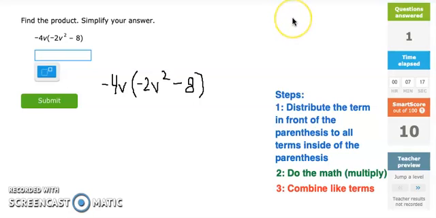Okay guys, so let's go ahead and look at this practice problem, multiplying a polynomial by a monomial, sorry. This is Z.6 of IXL. As you see over here, I have listed some steps. Step 1 is distribute the term in front of the parentheses to all of the terms inside of the parentheses. Step 2 is to do the math, and step 3, if necessary, is to combine like terms. So let's go ahead and start with step 1.